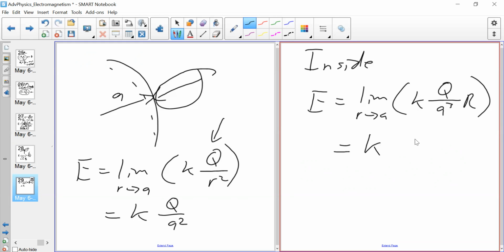So this becomes KQ over A cubed times A, and that becomes KQ over A squared. What do you notice, guys, about both cases? It has the radius squared on it. What do you notice about the electric field for both cases? You're right, the radius squared. Is the electric field the same?